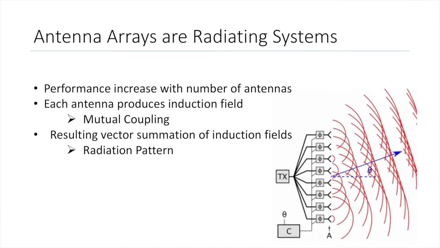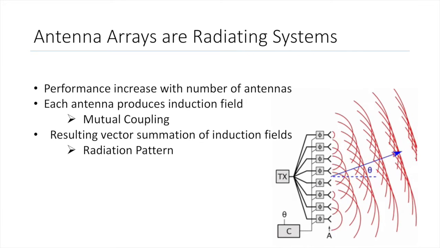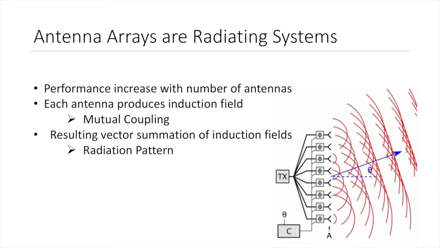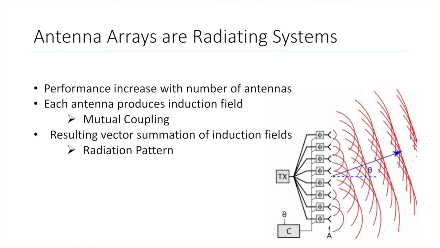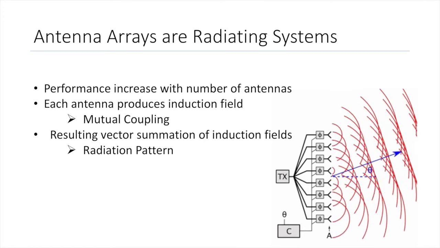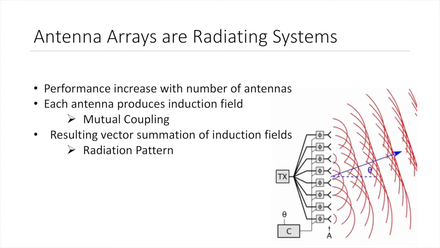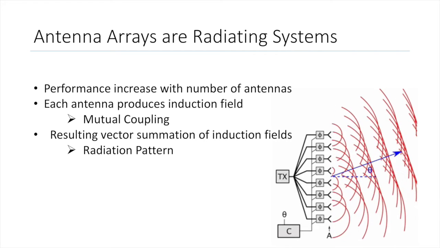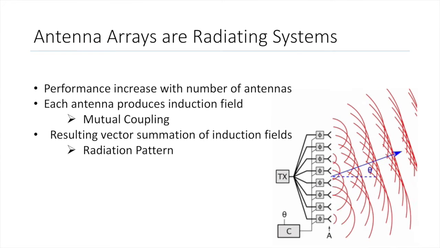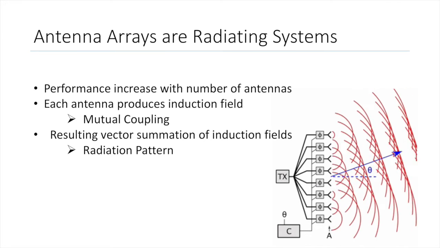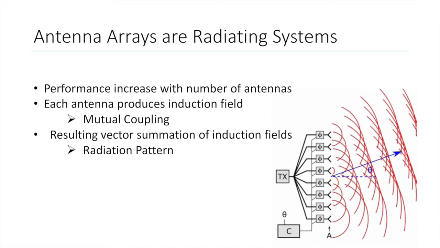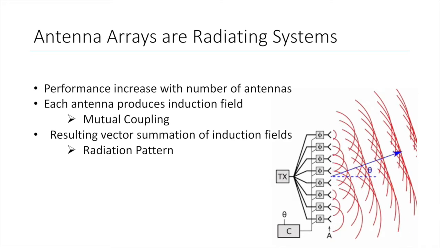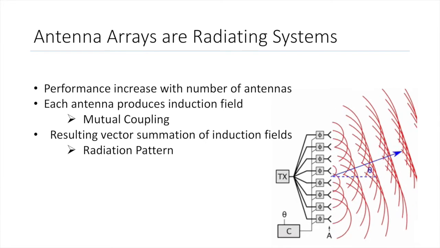The performance of the antenna array increases with the number of antennas used, with the drawback being increased cost, size, and complexity. An antenna array is a radiating system, with each antenna containing their own radiators. Each antenna element produces its own induction field, which is referred to as mutual coupling. The individual antennas are placed compactly in a way such that they lie in the area of another's induction field. The placement results in the vector sum of each of the individual's induction fields, producing a radiation pattern.